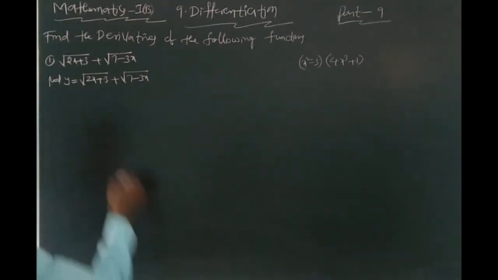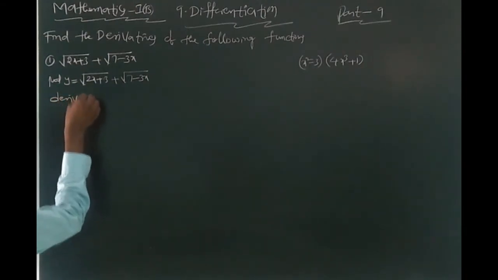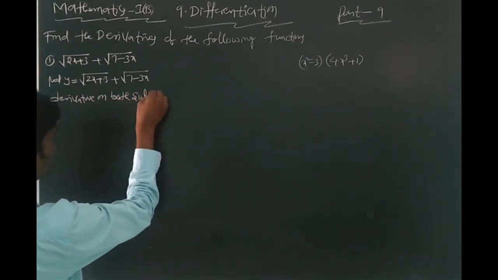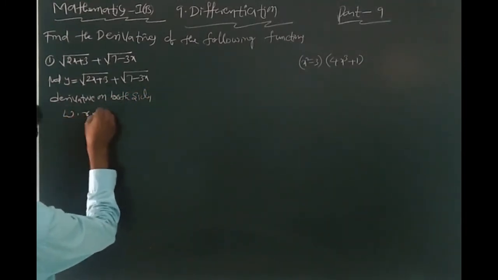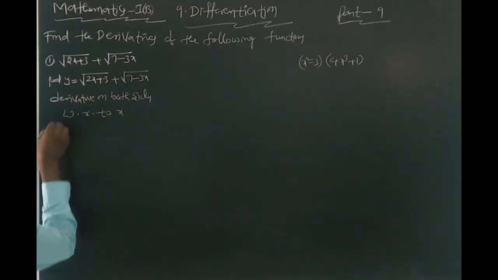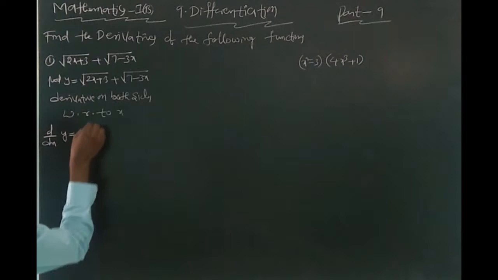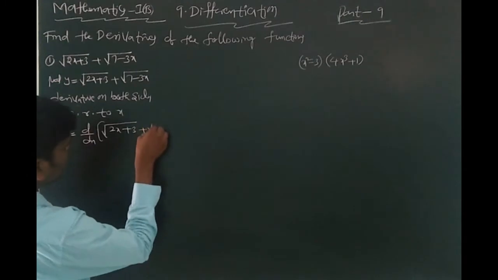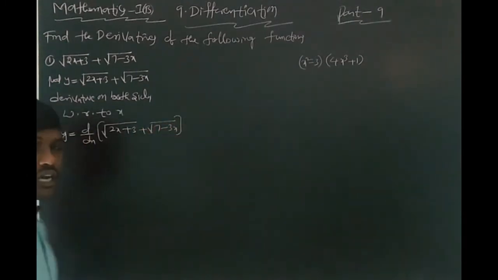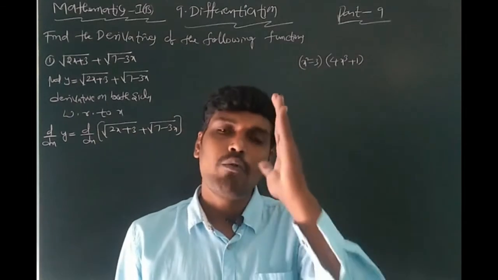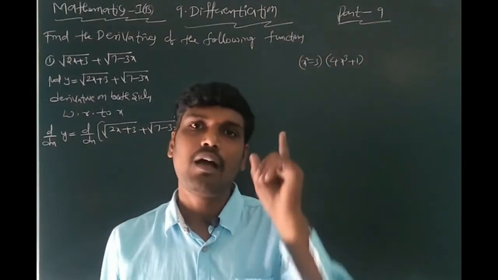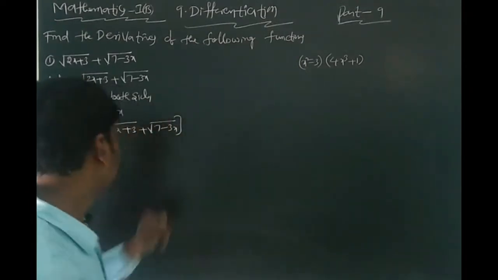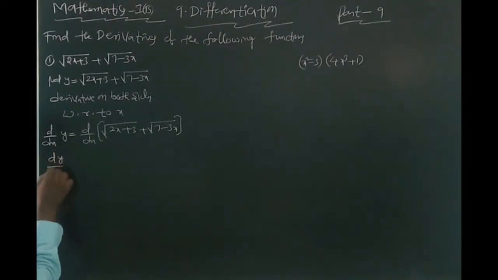In this problem, take the derivative on both sides with respect to x. With respect to x, d by dx of y equals d by dx of square root of 2x plus 3 plus square root of 7 minus 3x. Here, on both sides you take the derivative with respect to x. You can write dy by dx, or y dash, or capital D, or suffix 1 symbol. You can write any one. That's why this can be written as dy by dx.